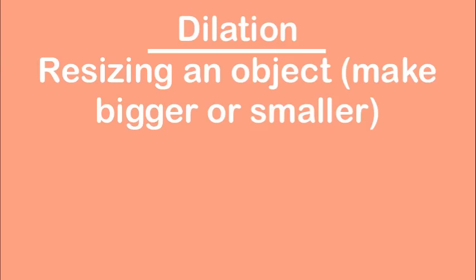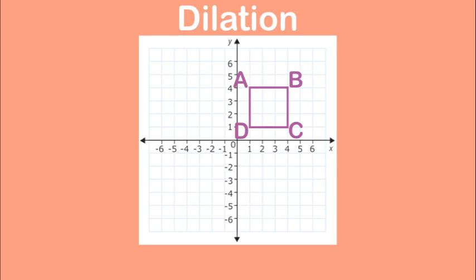Our final transformation, dilation, which is resizing an object by making it bigger or smaller. The dilation example. We have square ABCD on the graph. The entire square is changing size by getting bigger. Anytime a figure changes size, whether it gets bigger or smaller, a dilation is occurring.